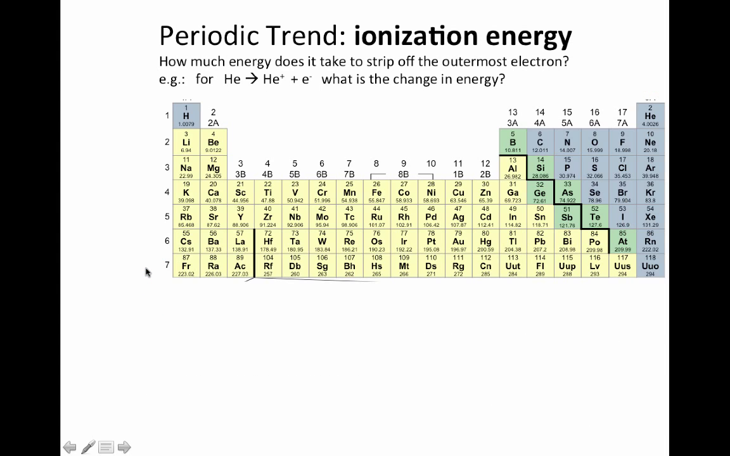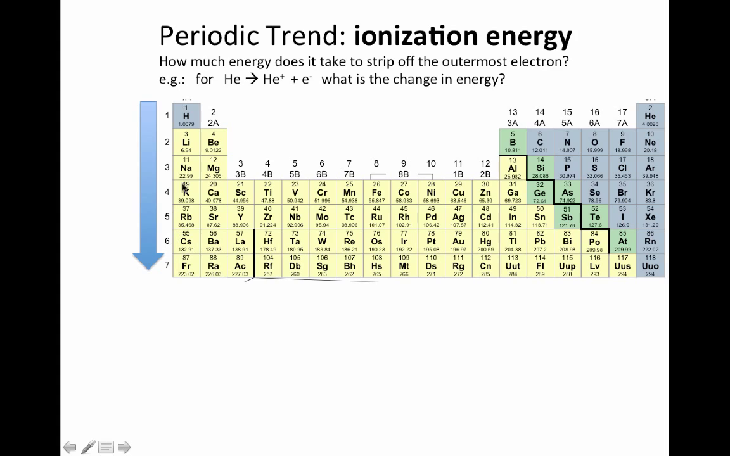Next trend, ionization energy. So this one is how much energy does it take to strip off the outermost electron in an atom. So for example, you could take a helium atom and hit it with maybe a cathode ray or something and strip off its electron, leaving behind He+, and then the e- comes off. But that takes some energy. And what is that change in energy? Again, that's considered going down a column first.